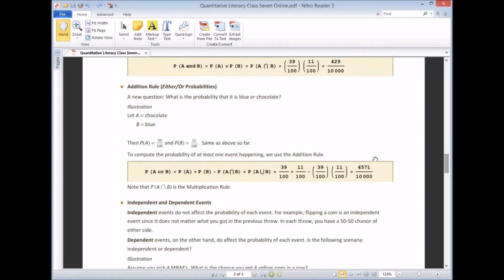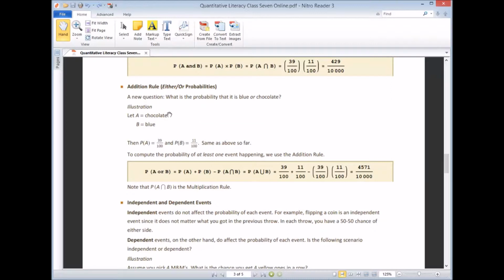The other one is the either or probability, or just simply or probability. So let me ask you a new question. What is the probability that it's going to be a blue or chocolate? So just reading this problem, I know this is going to be an or problem because there's a word or in there. So that's the difference between the and or. Or is pretty explicit.